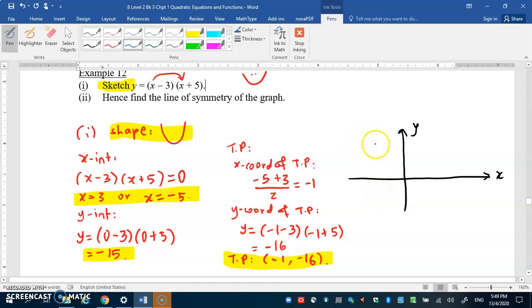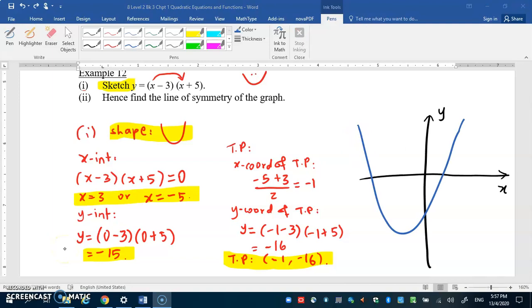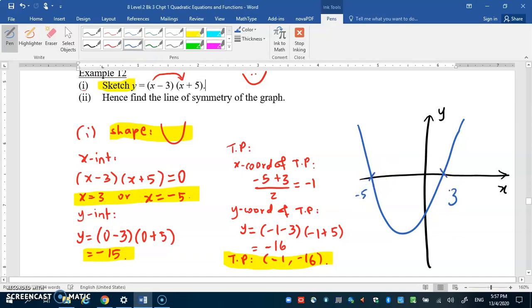So let's try to sketch. Alright, something like that. And now we can try to label whatever we need to label. So this is -5, this is 3. I mean, try to make it as proportionate as possible. Okay. This will be -1, -16, the turning point. And this is your y-intercept, -15. Okay. The y-intercept is different from the turning point, so please don't confuse yourself.